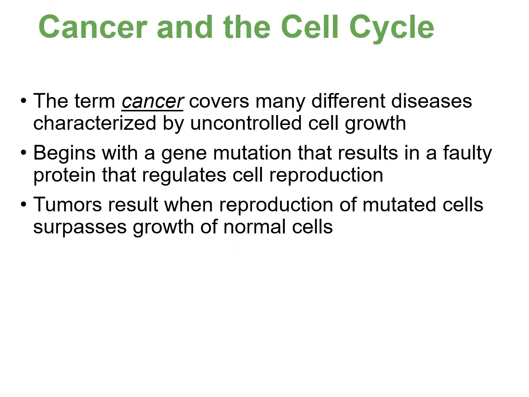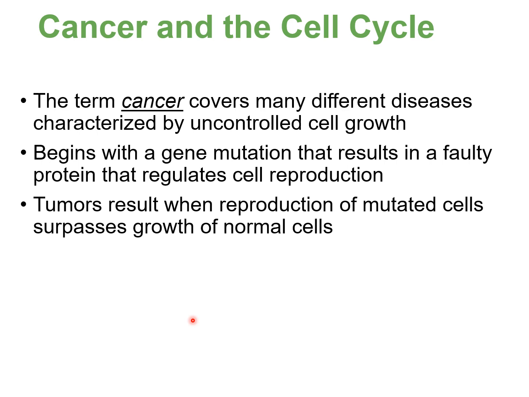Okay, so getting into cancer. Cancer covers lots of different diseases characterized by uncontrolled cell growth. Really, at the heart of it, cancer is uncontrolled cell growth. And it begins with a gene mutation that results in a faulty protein that regulates cell reproduction. So we'll get into this a little bit more in genetics, but basically your DNA is the blueprint for what proteins your body needs, right? And if your DNA is damaged, it is either not going to make proteins that your body needs, or it's going to make the wrong proteins for your body.